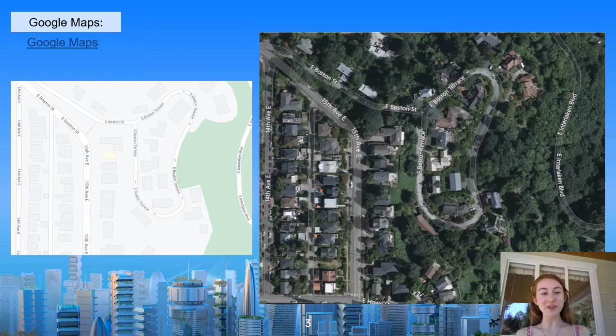So here's the first view you guys get of my segment. I chose 15th Avenue East, 14th Avenue East, following with East Boston Street and East Boston Terrace. We also look at East Interlincoln Boulevard. This area is really interesting as it is a more residential area, which is new and not like a city, so it's going to be hard to involve walkability in this area since it is mostly residential.